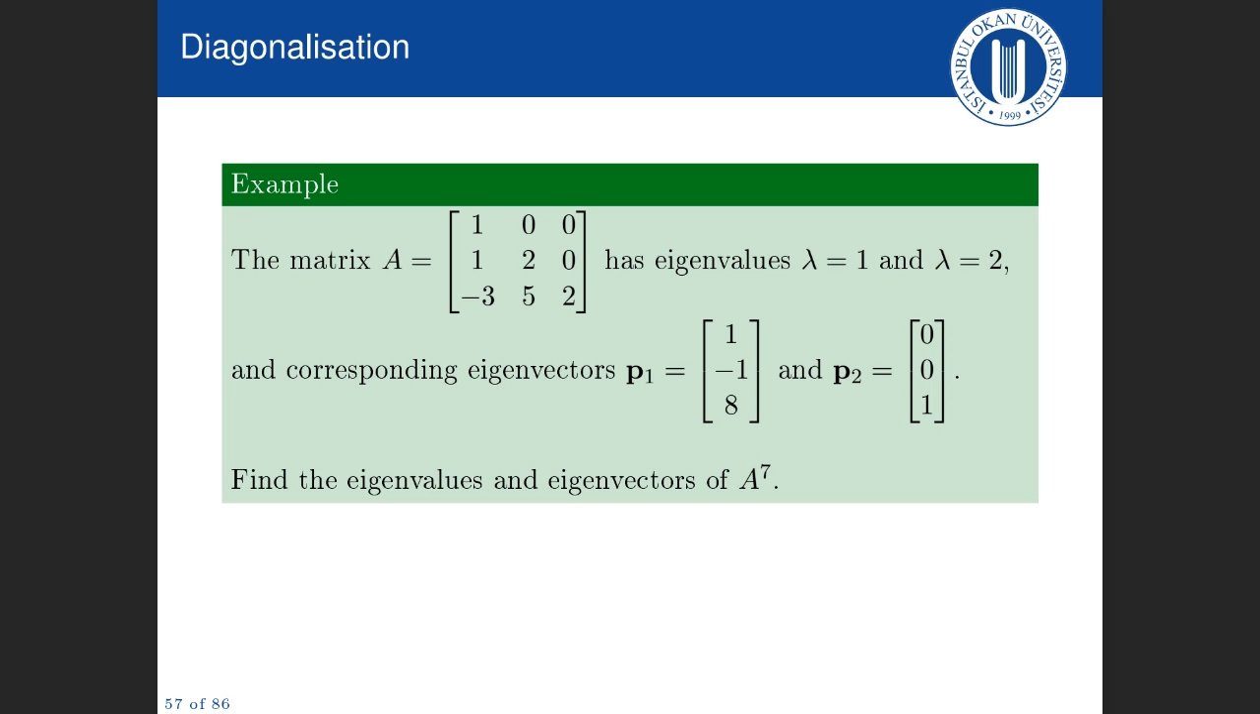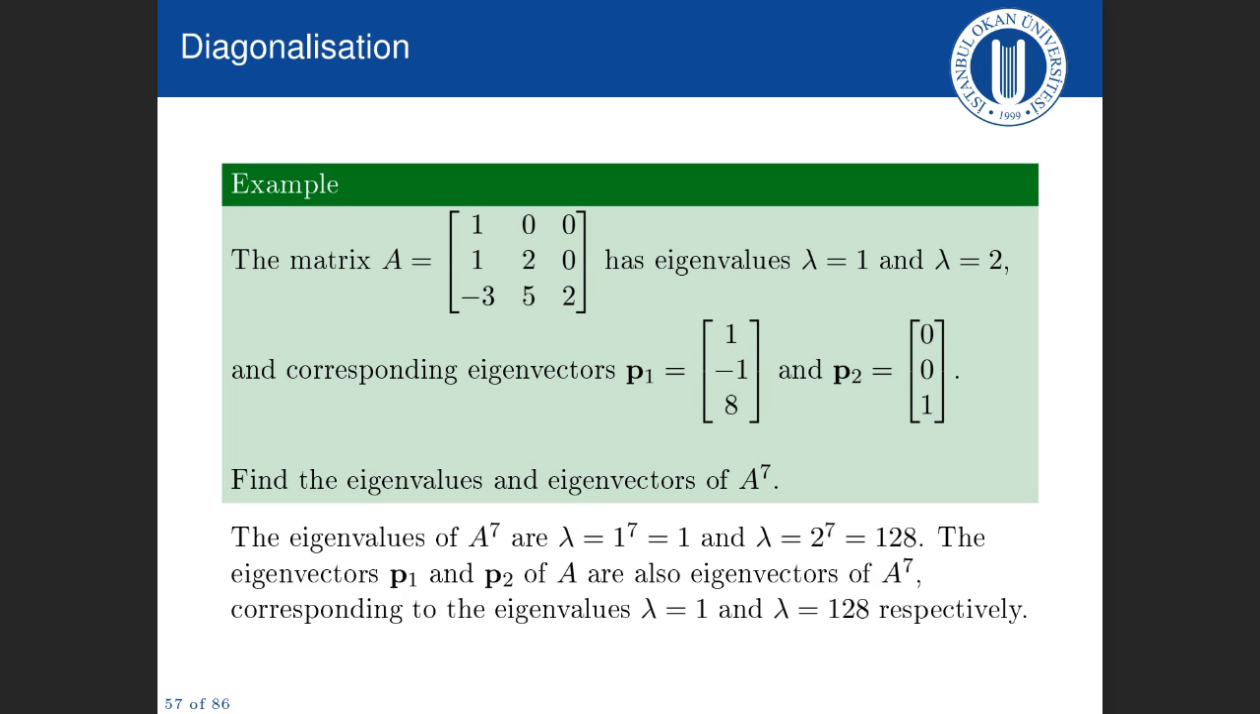Well, we have our theorem. All we want to do is take the eigenvalues, that's 1 and 2, and put them to the power 7. So 1 to the power 7 is 1, 2 to the power 7 is 128. These are the eigenvalues of A to the power 7. And what are the eigenvectors? The eigenvectors stay the same. P1 and P2 are also eigenvectors of A to the power 7.